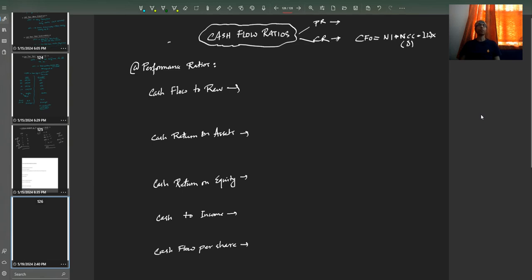Cash flow to revenue. This is basically CFO by net sales. Obviously, you want this number to be high. Cash return on assets. This is cash flow from operations divided by average total assets. You want this number also to be high. Average total assets is basically assets in the beginning of the period plus assets in the ending of the period divided by 2.